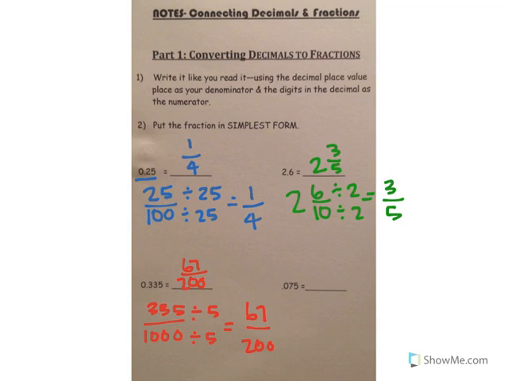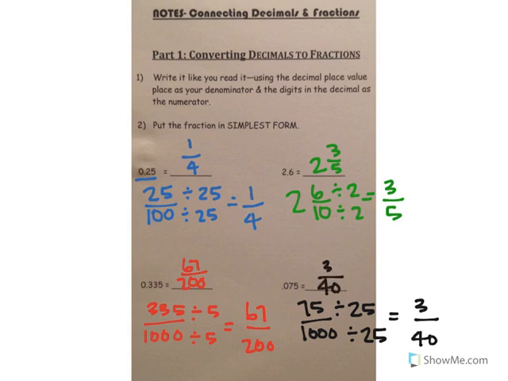Let's try one more. So we have 75 thousandths because that 5 is in the thousandths place. So I'm going to write it 75 over 1,000. And then I actually noticed that I can divide by 25 because 25 goes into both 75 and 1,000. 25 goes into 75 3 times, and 25 goes into 1,000 40 times. So 75 thousandths converted to a fraction and simplified is 3/40.